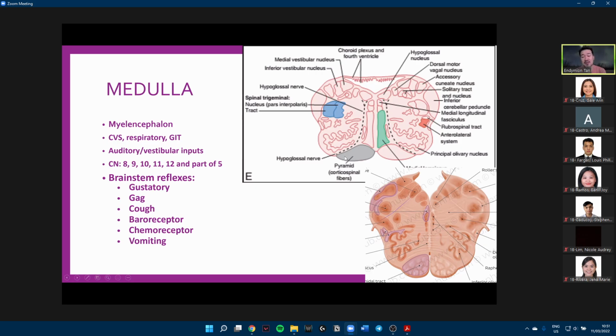Another important part of the medulla is the pyramid. What is the clinical importance of the pyramid? This is where the corticospinal tract would cross over or dissociate. For example, from the left cortex, it goes down to the pyramid of the medulla, crosses over to the opposite side before it goes down to the spinal cord. So this is a point where the corticospinal tract would dissociate. So the pyramids of the medulla is very, very important.